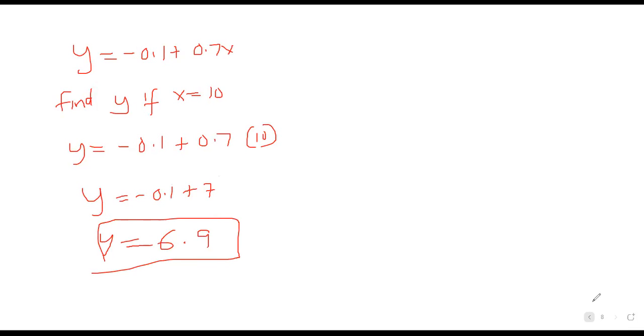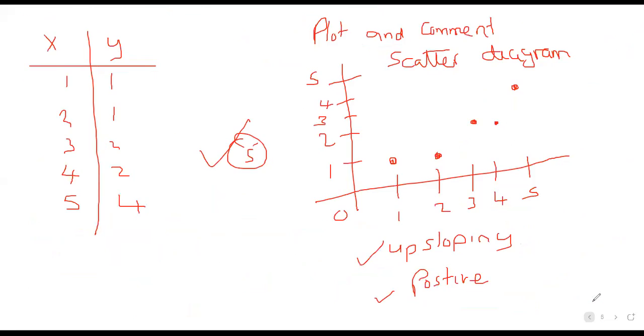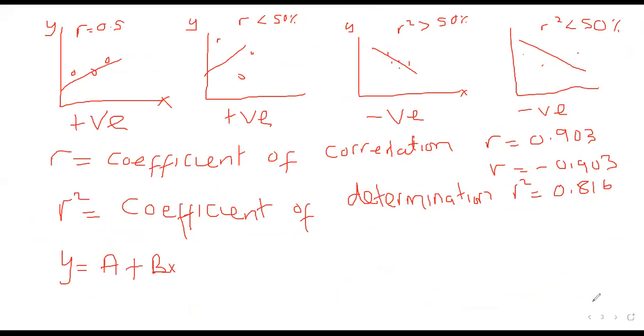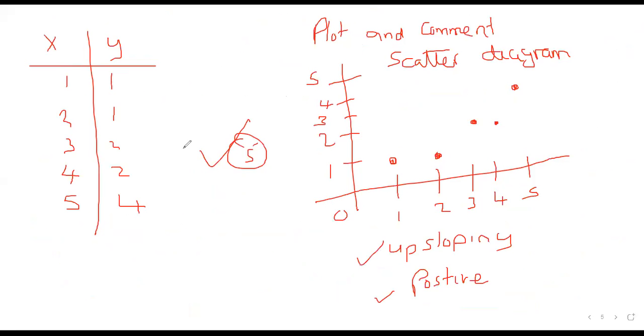So quickly, what did we do? We're given data like this, x and y, and asked to plot a scatter diagram using an x-y plane. Make sure you label the axes, y and x. y stands for the dependent variable and x for the independent variable. You plot them as they are. This is called a scatter plot or scatter diagram.